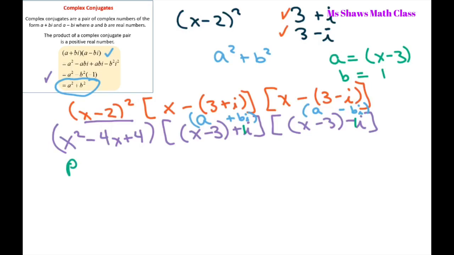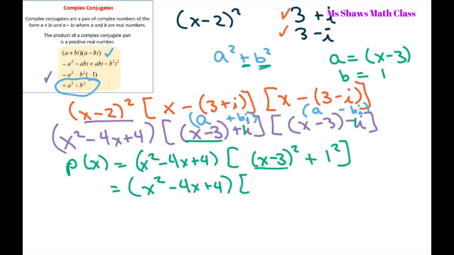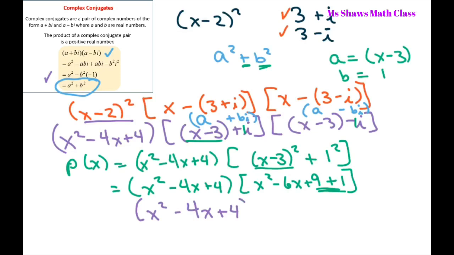So our polynomial would be x squared minus 4x plus 4. And let's do this part. We take our a, square it, and then do the plus sign, and then our b, 1 squared. All right, so that's going to equal x squared minus 4x plus 4. This is going to be expanded, would be x squared minus 6x plus 9, and then add the 1. You add those two constants and you get 10. So finally we have x squared minus 4x plus 4 times x squared minus 6x plus 10.